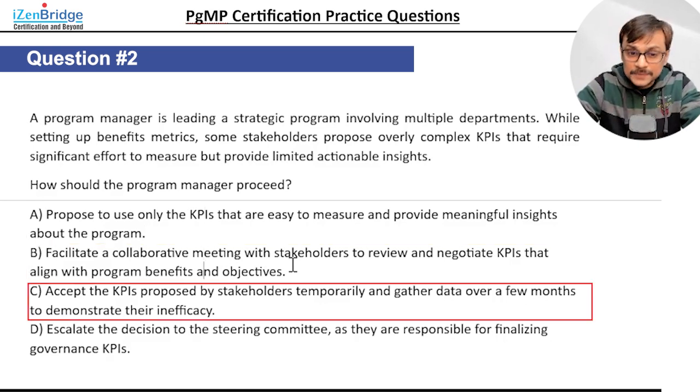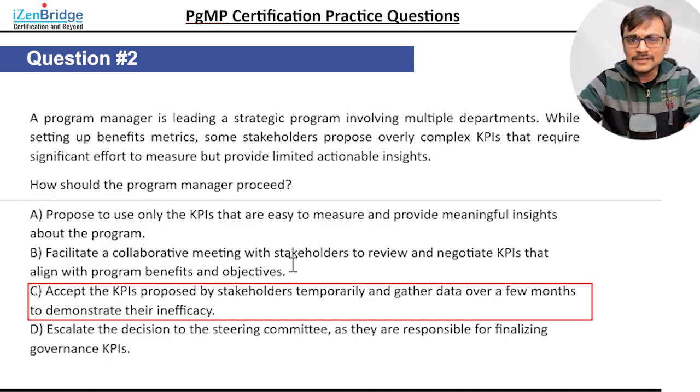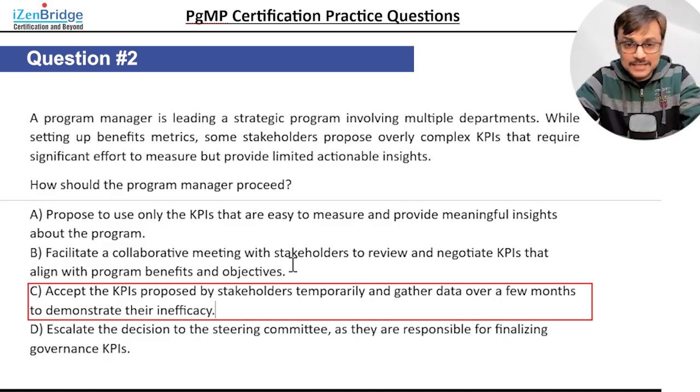Option C: Accept the KPIs proposed by the stakeholders temporarily and gather data over a few months to demonstrate their inefficiency. Yes, you can do that. But it's like, let me follow it for a while and they will realize it. This is not going to make sense.